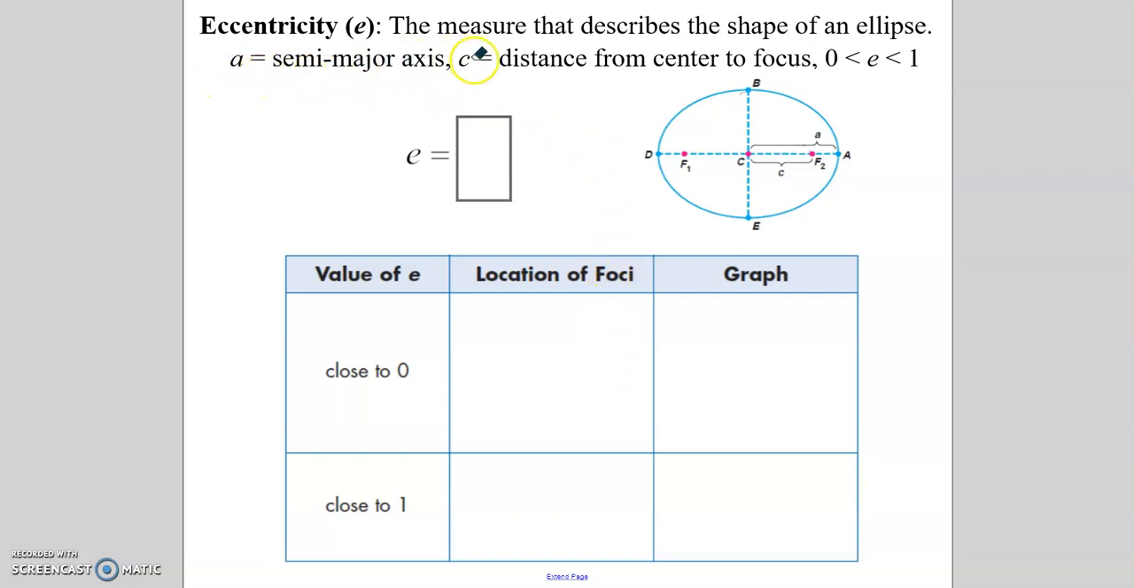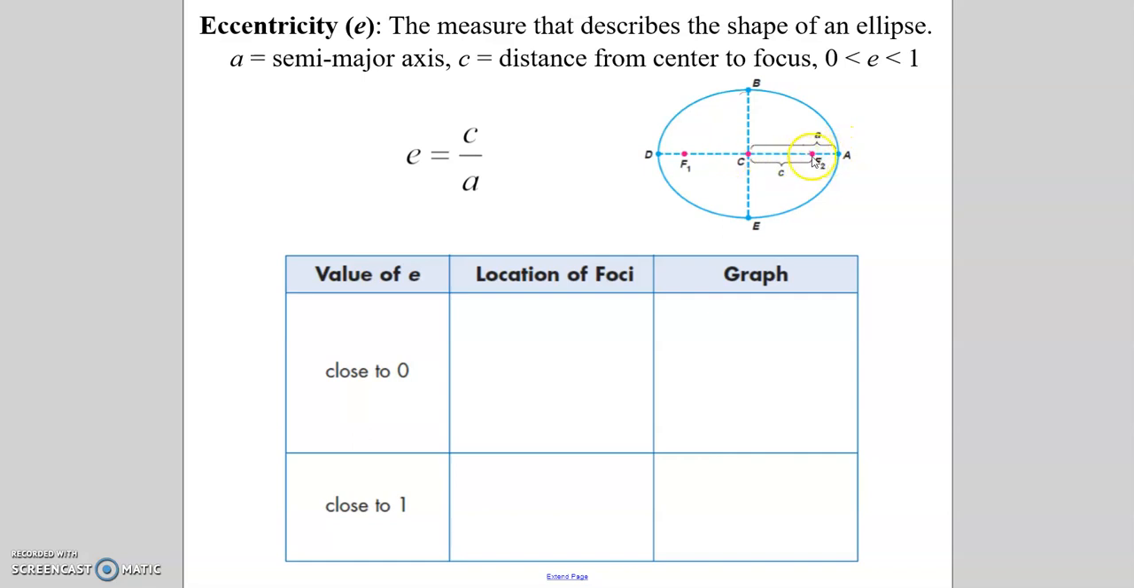Basically, it uses the values A and C. So a reminder that A is the semi-major axis, that's half the major axis, and C is the distance from the center to a focus. So that's A and that's C. And the formula to find E is you do the value of C divided by A.